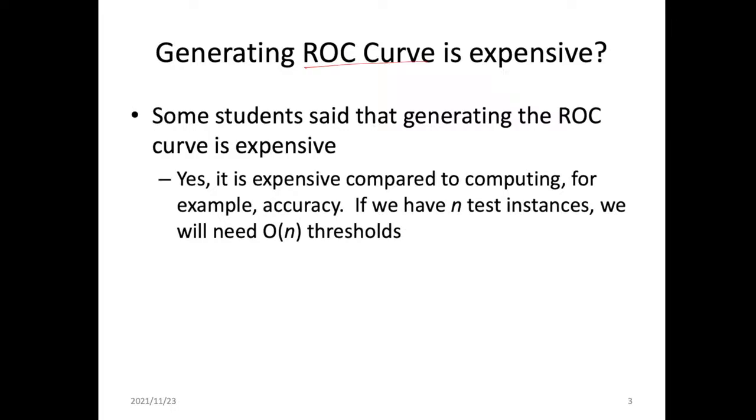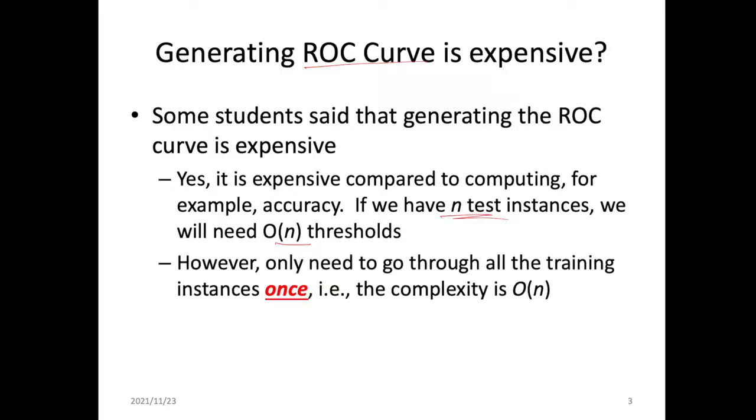If we have n test instances, plotting the ROC curve or computing the area under the ROC curve requires order n thresholds. In fact, you just need to go through all the test instances once, so it's order n.